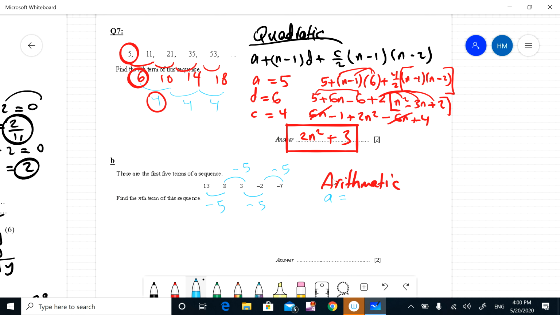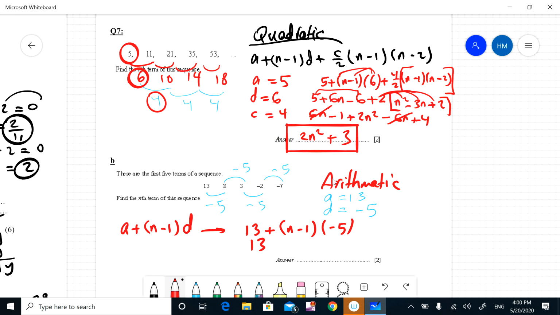So arithmetic, a, the first term, is 13. And d, the common difference, is not 5, it's negative 5 because it's a decreasing sequence. You know that the nth term is a plus n minus 1 times d. So a is 13 plus n minus 1 times d, which is negative 5. When you expand, negative 5 times n is negative 5n, negative 5 times negative 1 is positive 5. So 13 plus 5 is 18 minus 5n. And this is the formula for the nth term in the simplest form, 18 minus 5n.